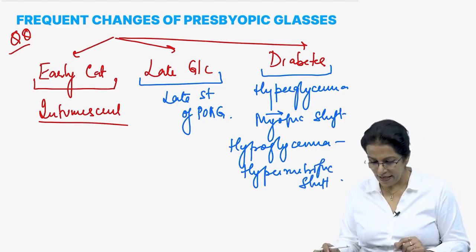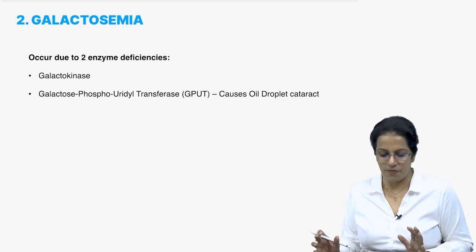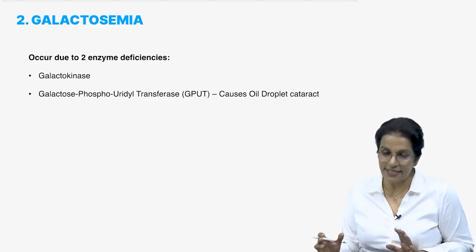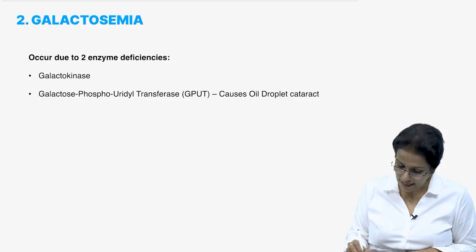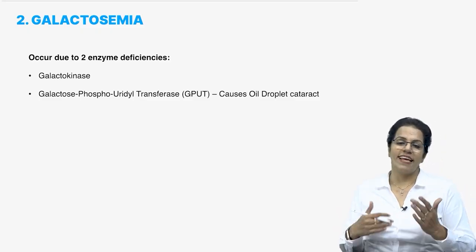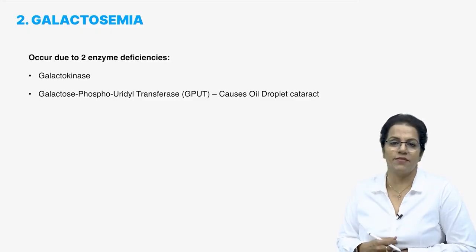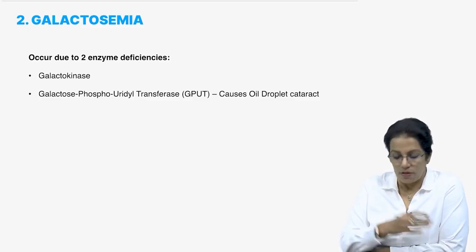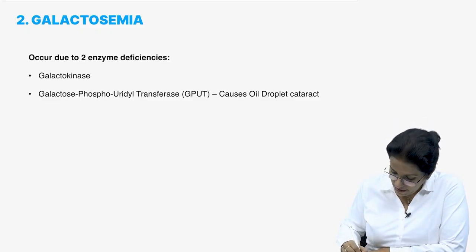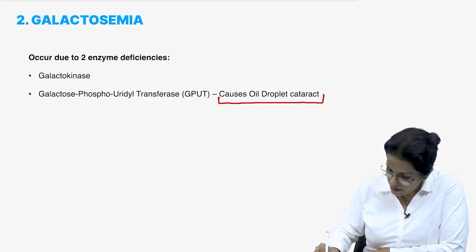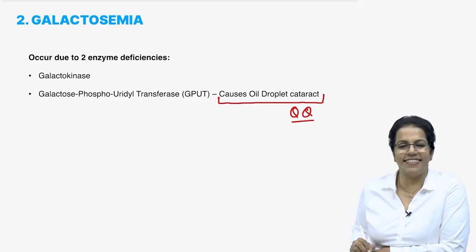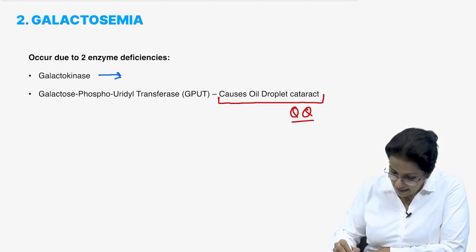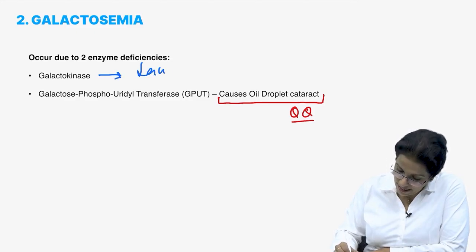Right? Okay. We come to next, which is galactosemia. What is galactosemia? Due to which enzyme deficiencies? We have to learn this. There are 2 enzyme deficiencies: galactokinase and GPUT, that is galactose-1-phosphate uridyl transferase. So what is important in the exam? Make a Q. This is the double Q: oil droplet cataract is caused by GPUT deficiency. And what does galactokinase deficiency lead to? We will answer, it leads to lamellar cataract.